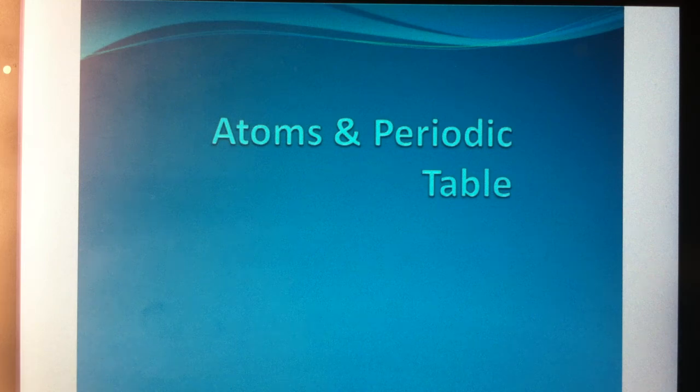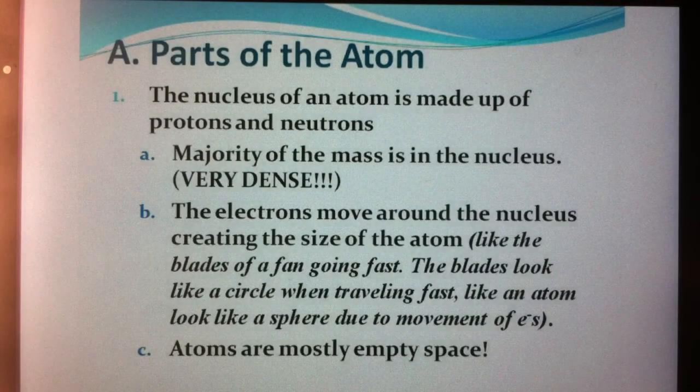Atoms in the periodic table. Parts of an atom. The nucleus of an atom is made up of protons and neutrons. The majority of the mass is in the nucleus. It's really, really dense. The electrons are what creates the volume of the atom by moving around the nucleus, and that's what creates the size.